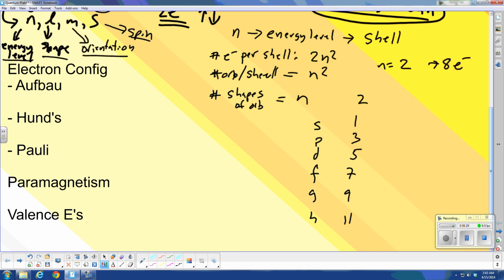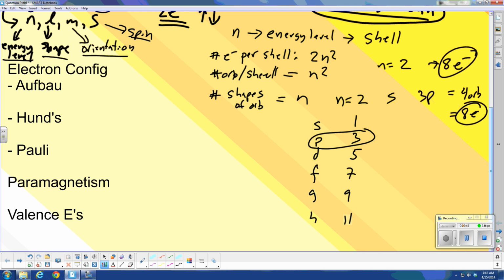So back up here to this question. When n equals 2, I'm going to have 2 orbital shapes. I'm going to have an S, 1s, and I'm going to have how many p's? 3 p's, which makes it a total of 4 orbitals, and 2 electrons per orbital means 8 electrons. There we go, right? Good.